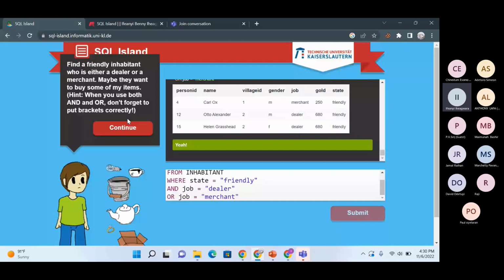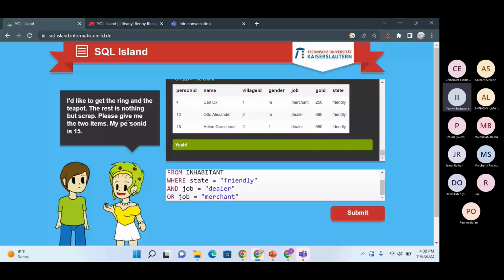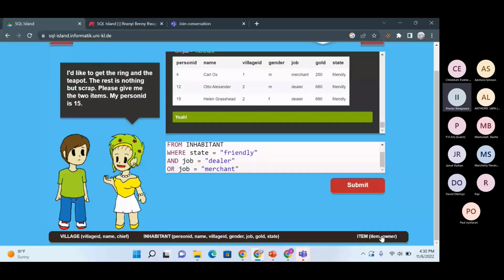Okay, so I'd like to get the rings and the teacup. The rest is nothing but scraps, so give these two items to the lady, and she's person ID number 15. So we need to update the items again. Among all the items that belong to us, she's only interested in the teacup and the ring. And so we need to update it so that the teacup and the ring now belong to ID number 15. So we're going to use update again.